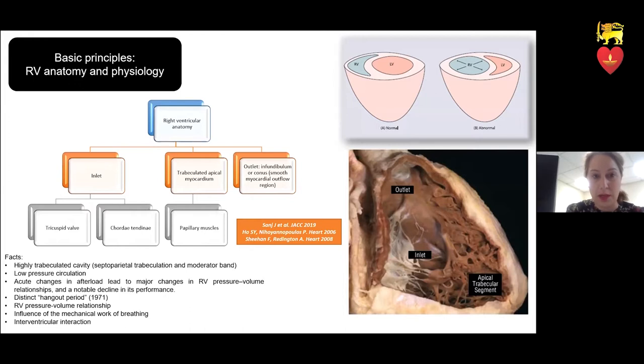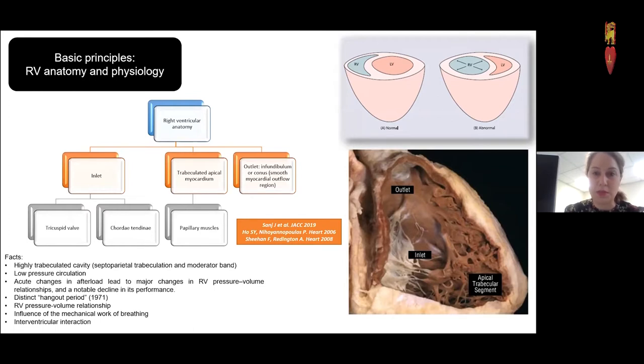So the right ventricular anatomy is divided into three segments: the inlet, the trabeculated apical myocardium, and the outlet. And it's a highly trabeculated cavity. Those who are learning echo sometimes see the moderator band and say, oh, what is this? But it's a normal part of the right ventricle. And there is a septoparietal trabeculation. And if you know the right heart, you will know that it's very thin and it has a low pressure circulation. So normal pressure is less than 25 millimeters of mercury.